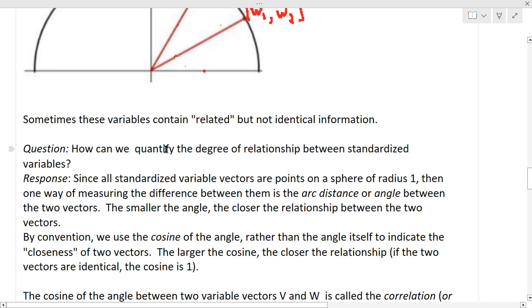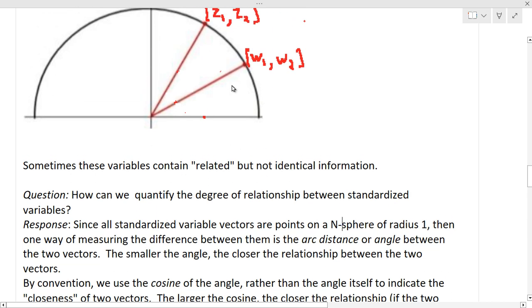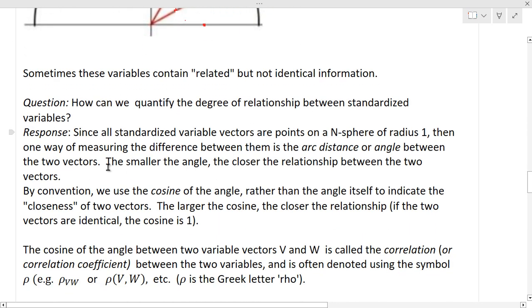So my question: how can we quantify the degree of relationship between standardized variables? In response, all standardized variable vectors are points on the sphere of radius 1. Now, I said sphere or circle. I should say an n-sphere because it's n-dimensional. Then one way of measuring the difference between them is the arc distance or angle. If this is a unit circle, then this arc distance is in fact equal to the angle. The smaller the angle, the closer the relationship between the 2 vectors. They'll really resemble each other very closely.